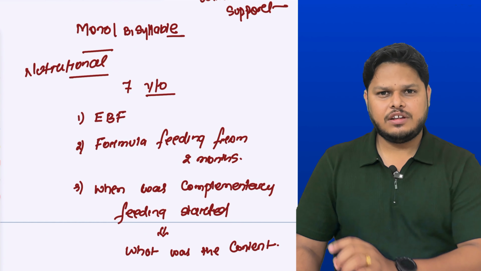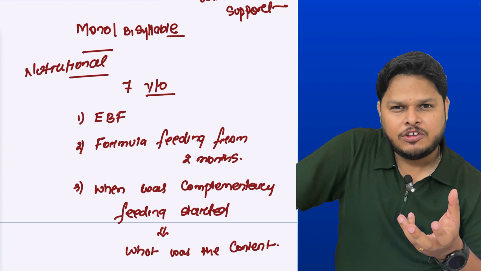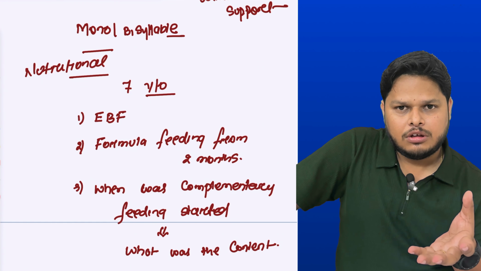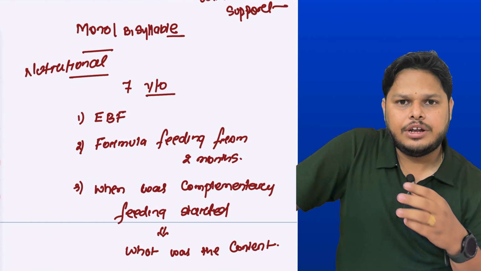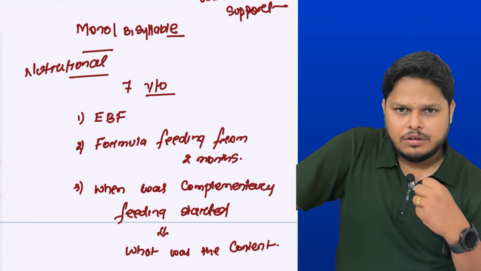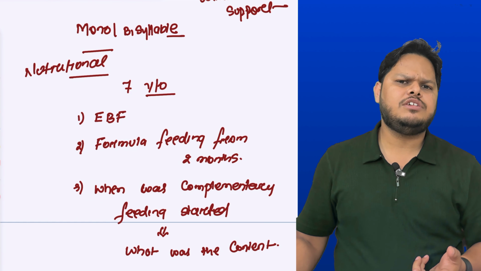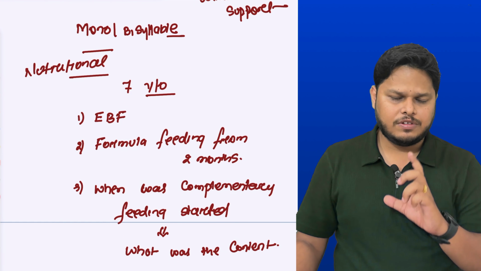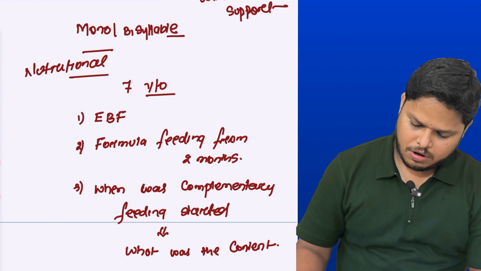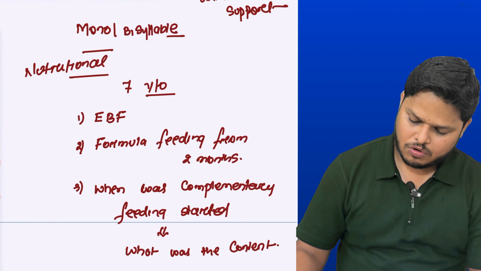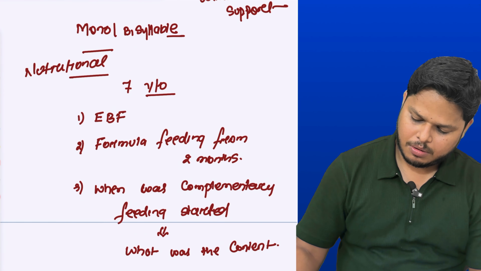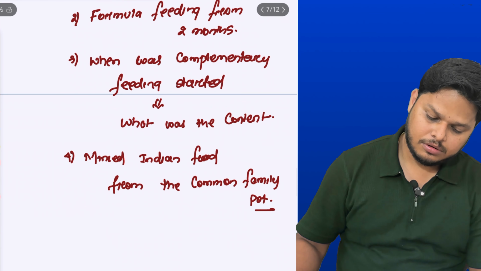So how do we say it in a sentence? Sir, the child was exclusively breastfed till 2 months of age, after which the child was on formula feeding. Complementary feeding started at 6 months of age, that contained homemade semi-solid diet, and now the child is on mixed Indian food from the common family pot. We say it like this in a sentence: now on mixed Indian food from the common family pot, right?